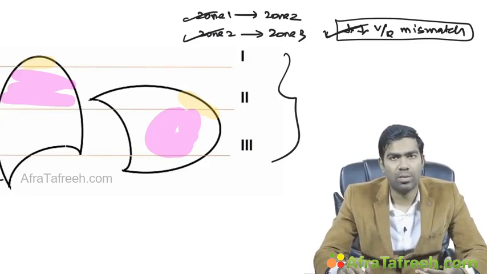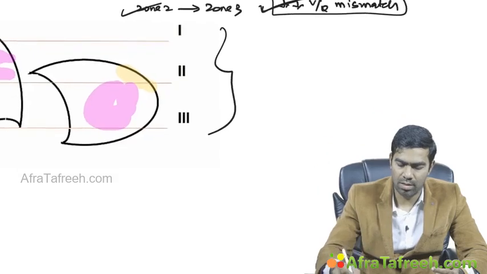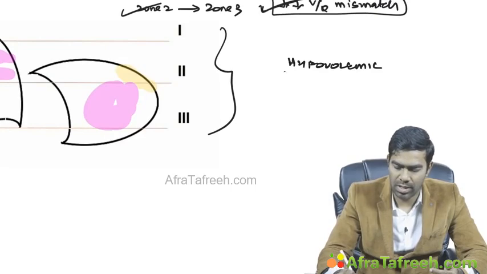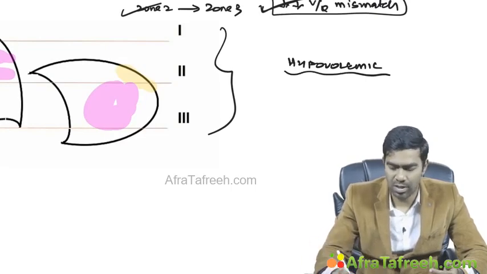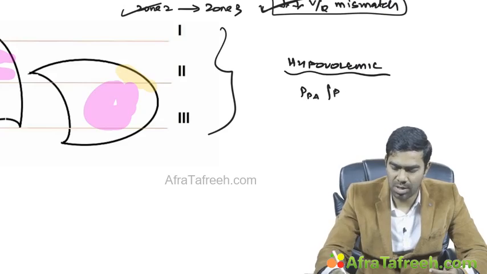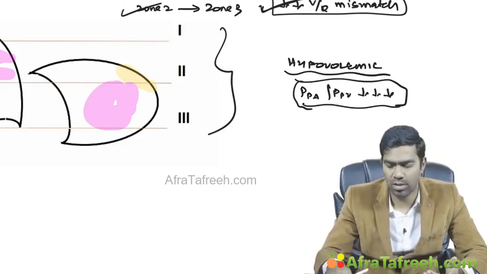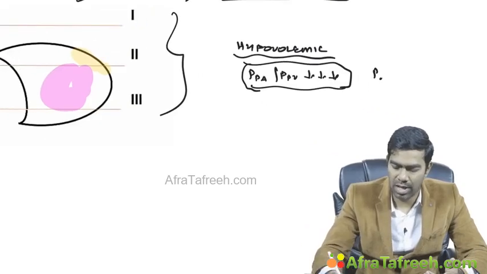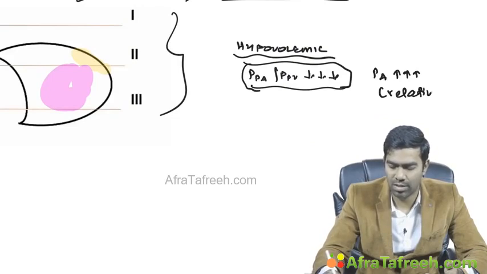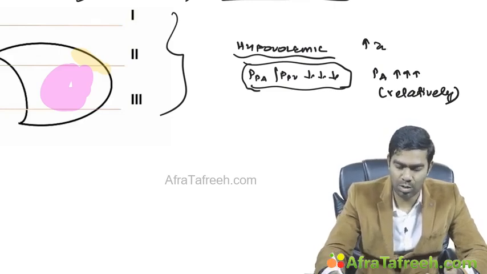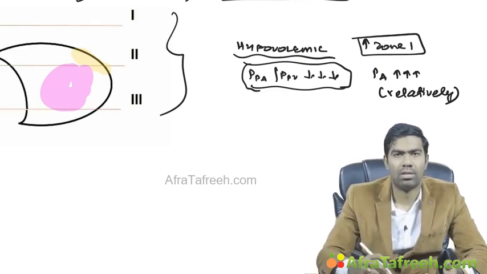So by converting zone 1 to zone 2 and zone 2 to zone 3, you're having better VQ matching and reduced VQ mismatching. Then what will happen if the patient is hypovolemic? Typically your pulmonary artery pressures and pulmonary venous pressures are going to decline dramatically because of hypoperfusion. So in many areas the alveolar pressure will increase relatively, because the venous and arterial pressures are dropping, which means you produce an increased amount of zone 1.